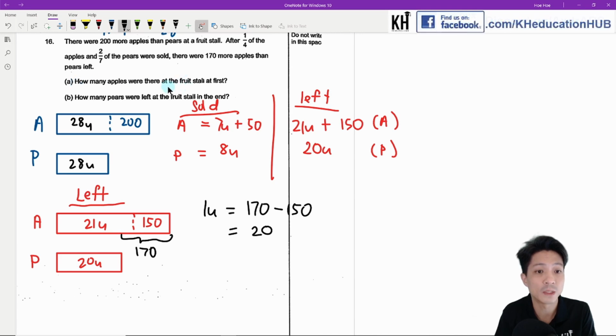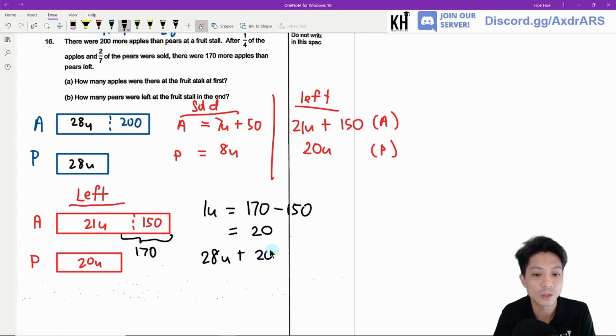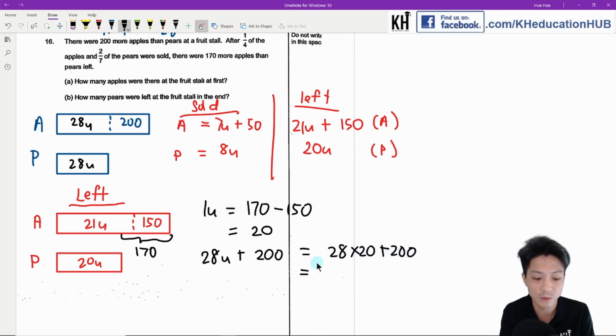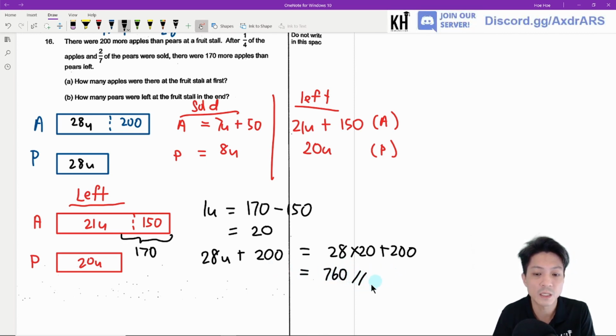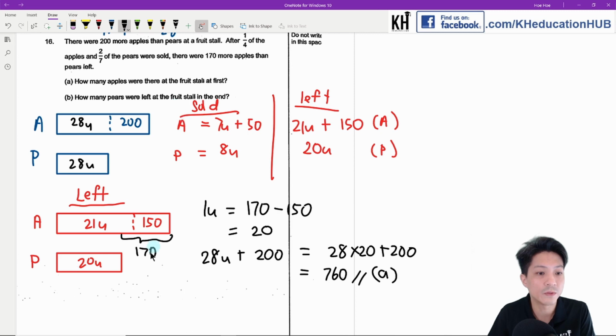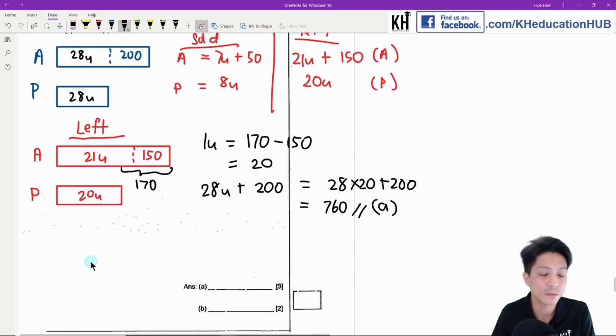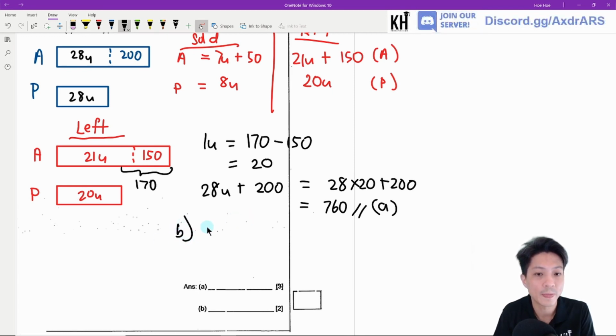For part A, how many apples were there at the fruit store at first? 28 units plus 200 will be equal to 28 times 20 plus 200, which is equal to 760. So this is the answer for part A. For part B, the pears will be 28 units, so 28 times 20 is 560. Actually, the pears left will be 20 units, so 20 times 20 is 400.